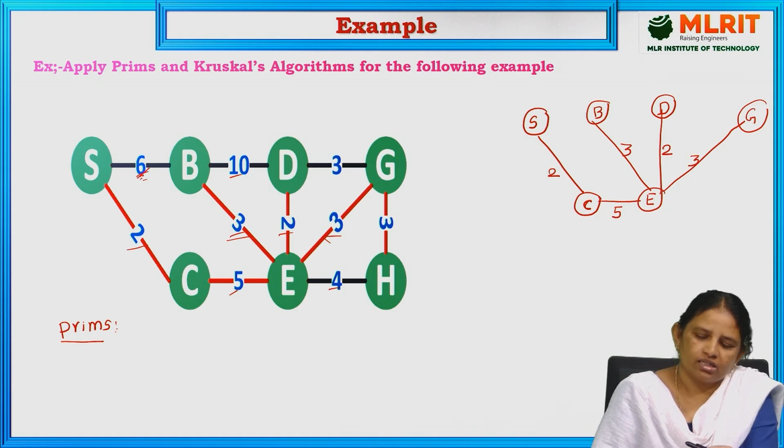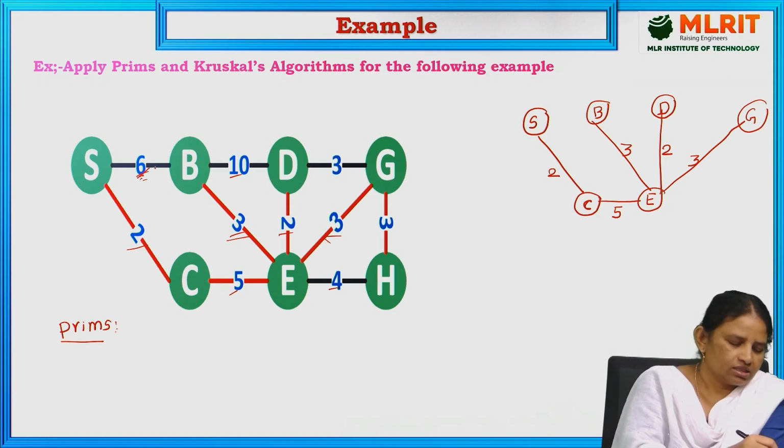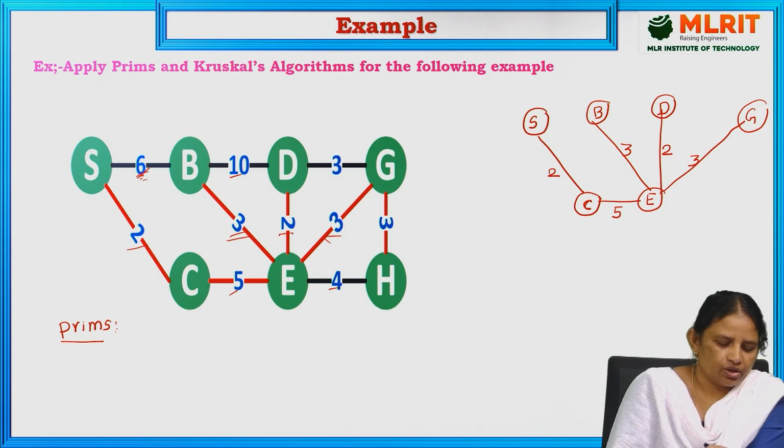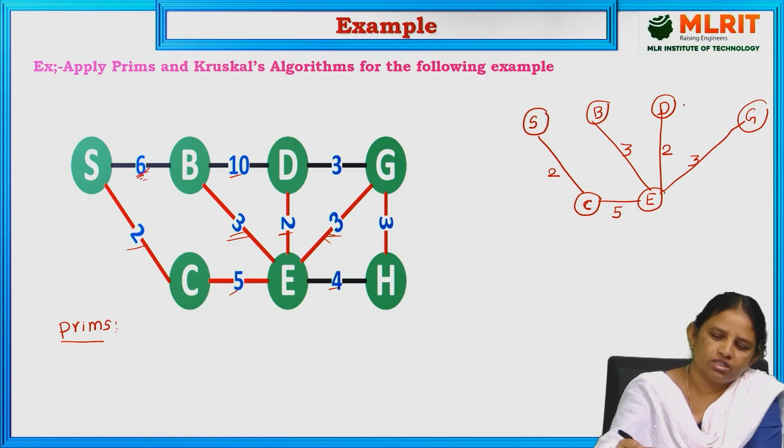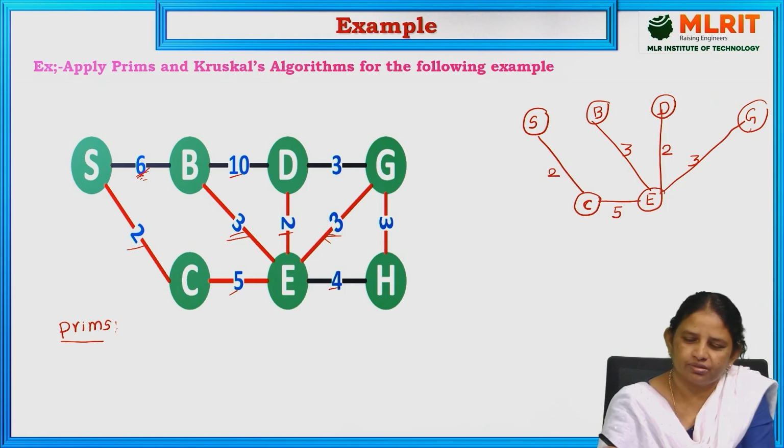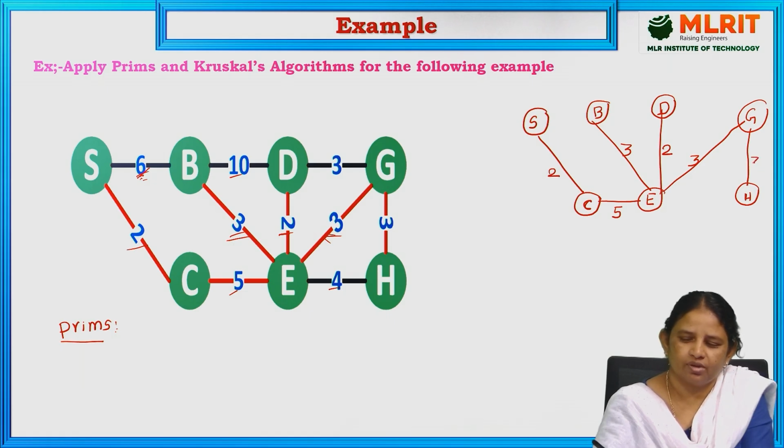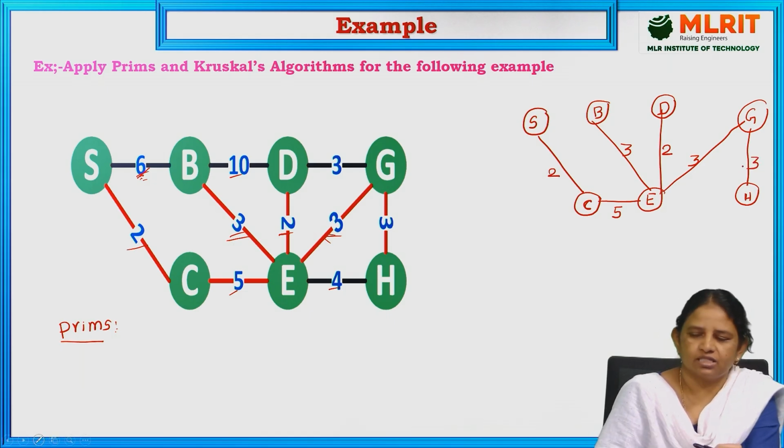Next, what are the adjacent vertices? 6 is there, 3 is completed, 2 is completed, 3 is completed, 4. Next, again for G, G to D forms the cycle, don't include G to H. Total cost is 3. Here all the vertices are included.